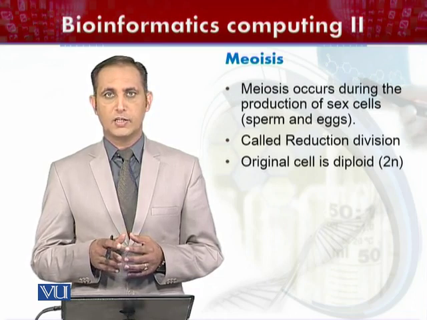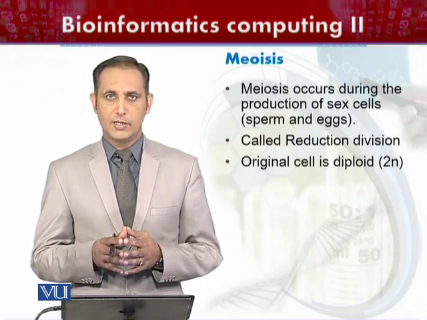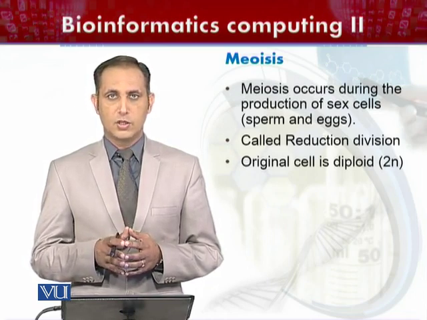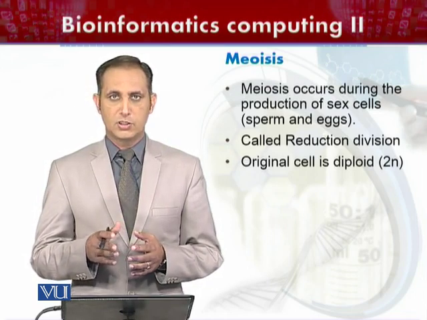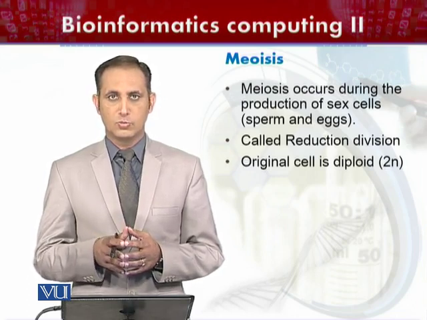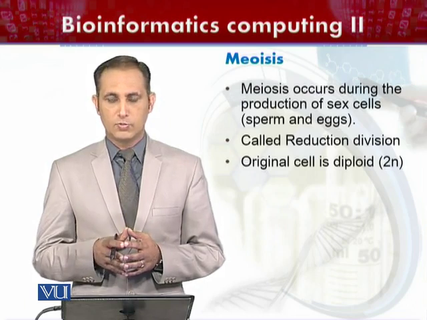For example, if there are 4 chromosomes in the parental cell, the daughter cell will receive half the number of the chromosomes with respect to their parents, meaning one daughter cell will receive 2 of the 4 chromosomes and the other cell will receive 2 of the 4 chromosomes.